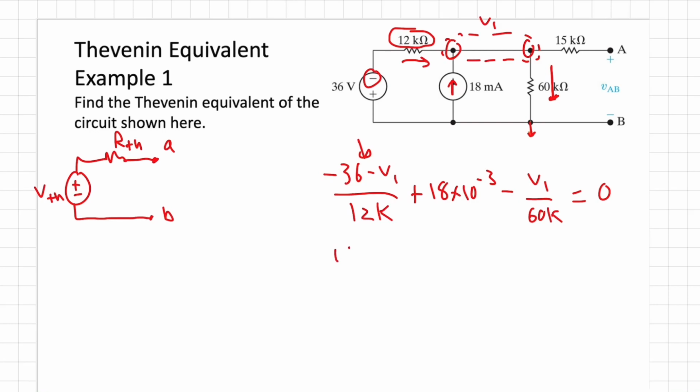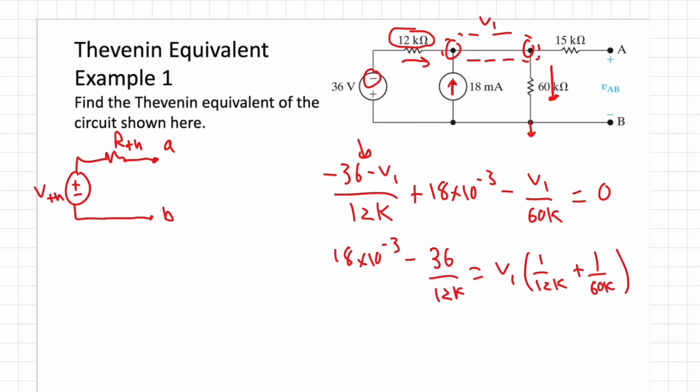So what this looks like is 18 times 10 to the negative third minus 36 over 12K is equal to V1 times 1 over 12K plus 1 over 60K. Go ahead and review that algebra if that didn't make sense right away. But if we go ahead and divide both sides by 1 over 12K plus 1 over 60K, we get that V1 is equal to 150 volts. So right there, we could add it. 150 volts. VThev is 150.